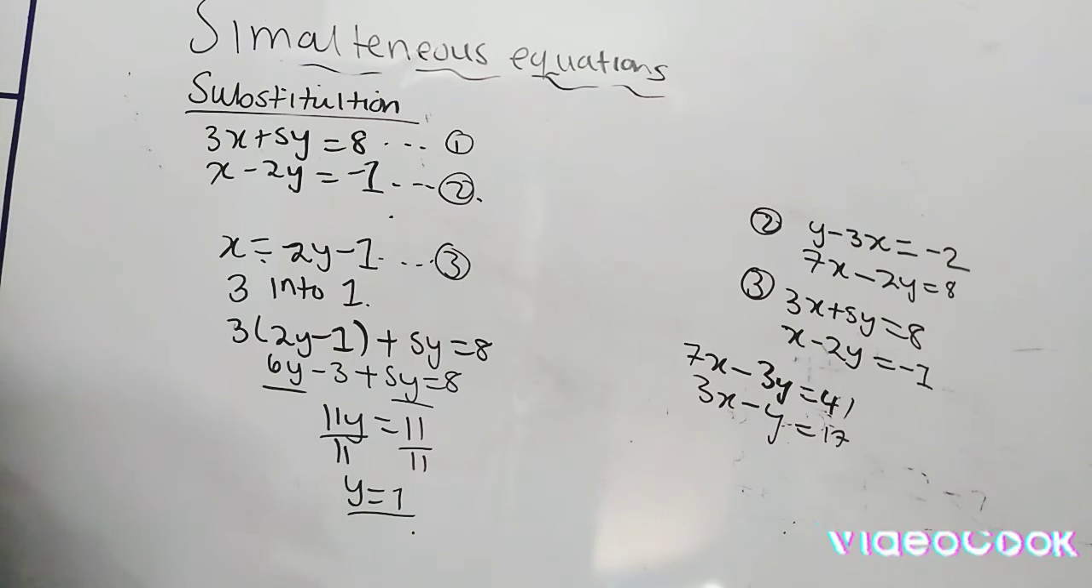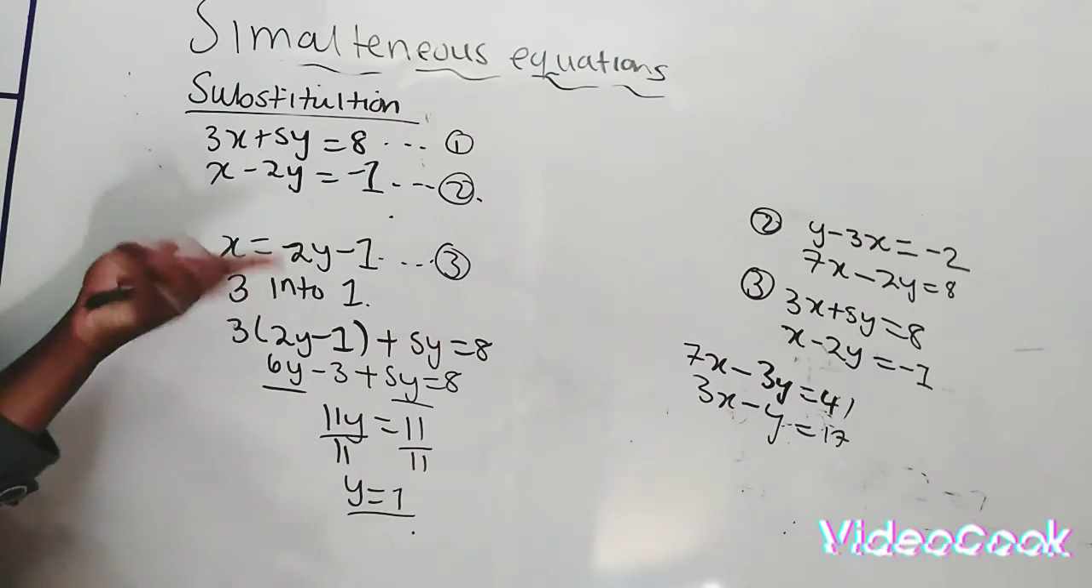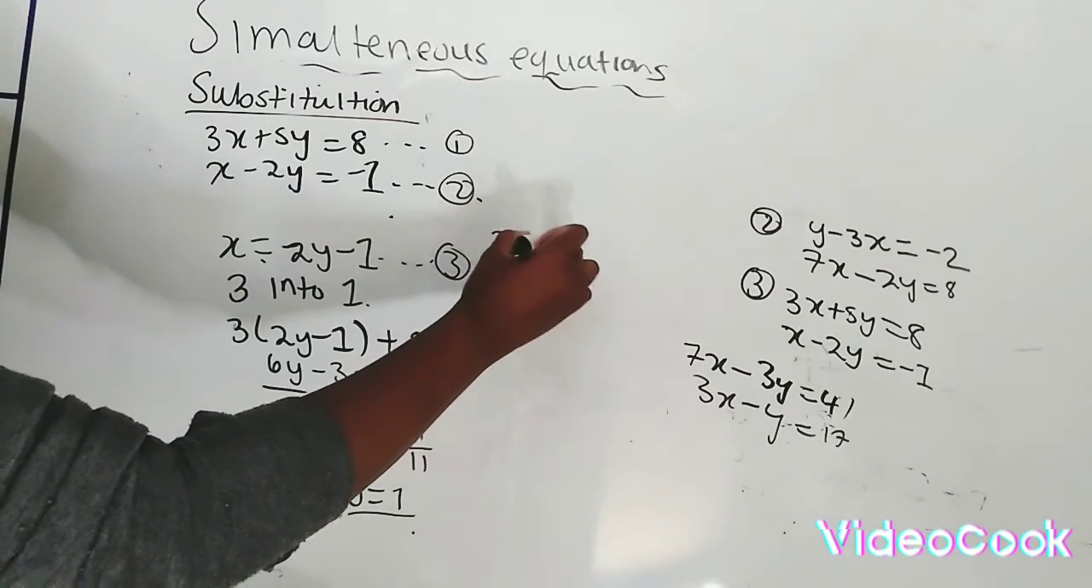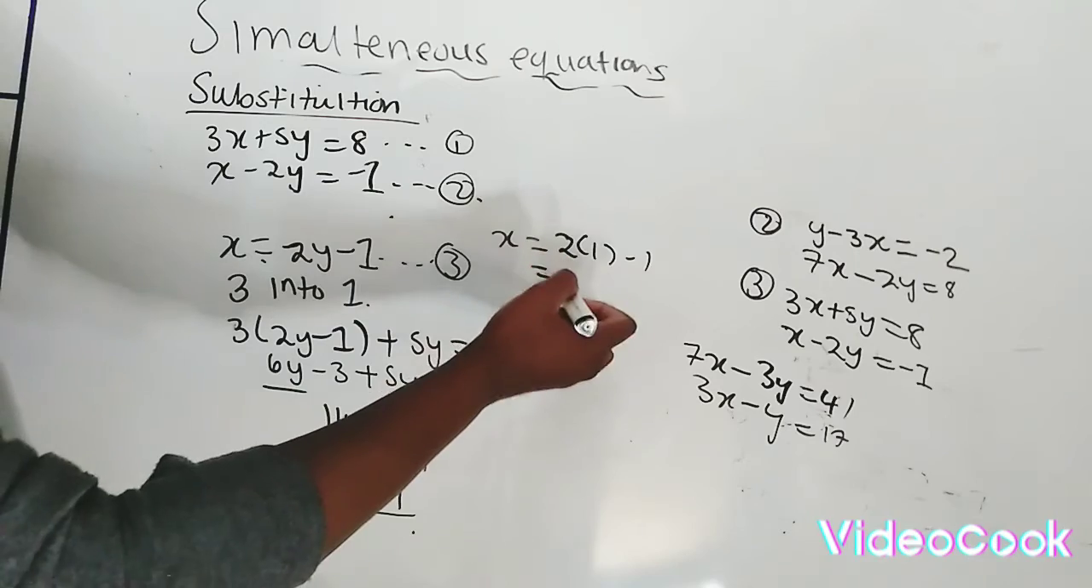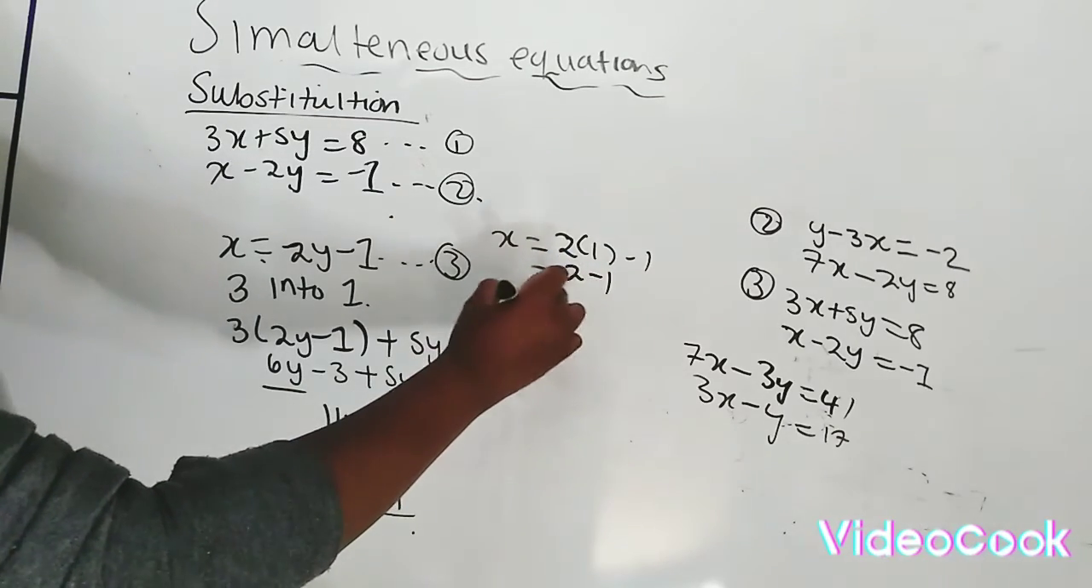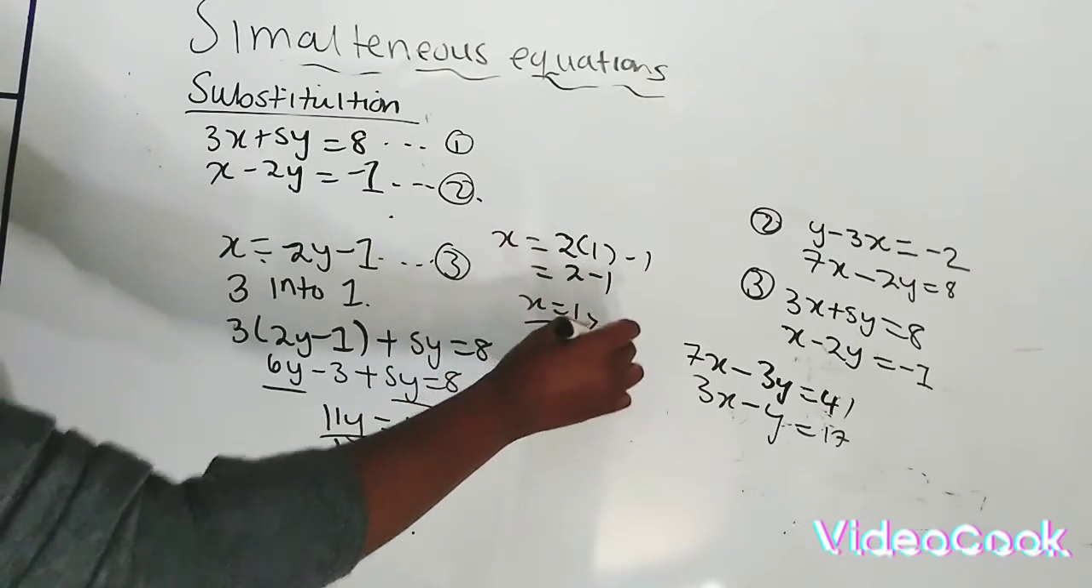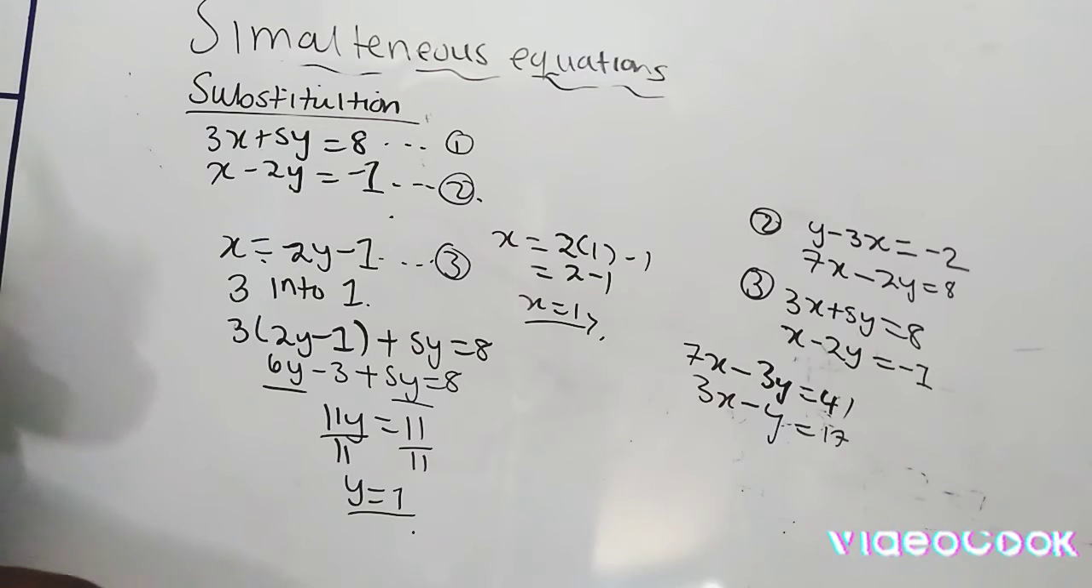Y is 1. What about x? X is equal to 2y minus 1. So x is equal to 2 times 1 minus 1. So x is just 2 minus 1. X is also 1. In other terms, x is 1, y is 1.